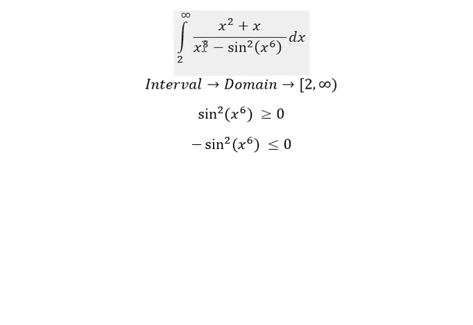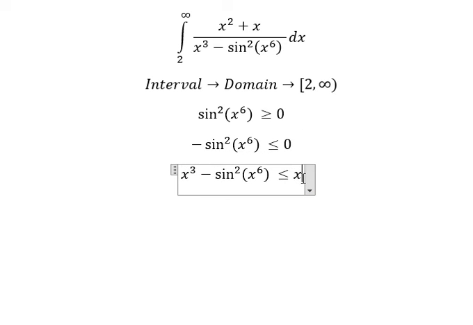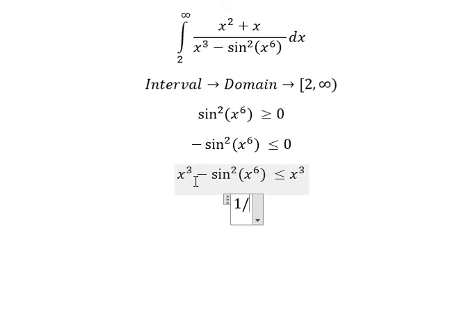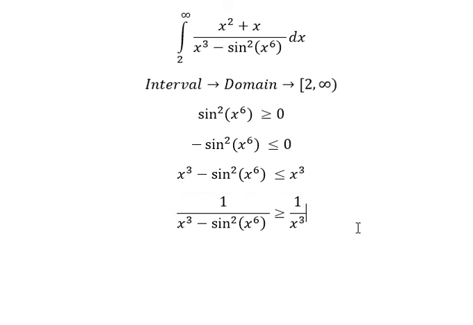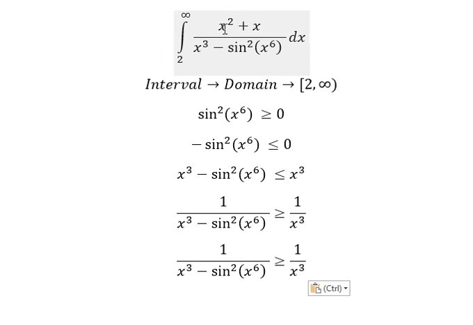Now, if I put s to the power of 3 on both sides, you will get like this. Now, if I put them into the denominator, this one will change the sign. And that should be greater than or equal to 1 over s to the power of 3. Because the domain is positive, they don't change the sign of this one.